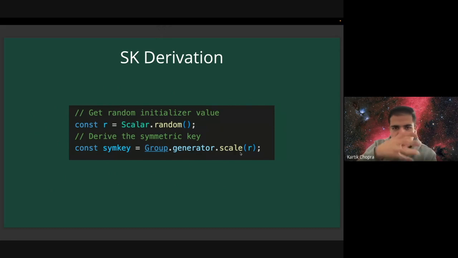So the secret key derivation is fairly simple. You take a random scalar and you multiply it by the generator of the group. That forms the symmetric key that we use within Poseidon to create the key stream that we combine with the plaintext.